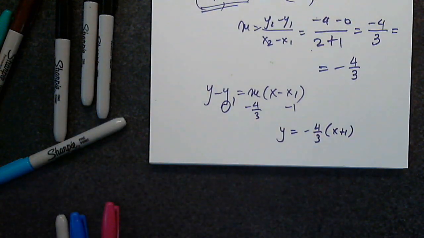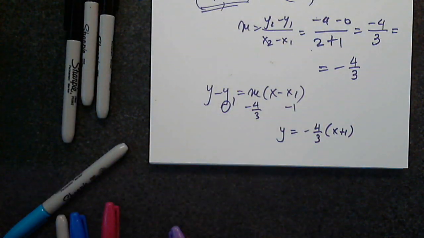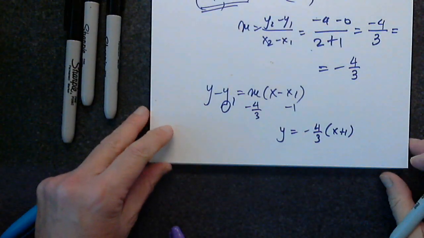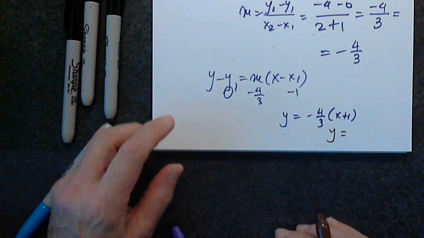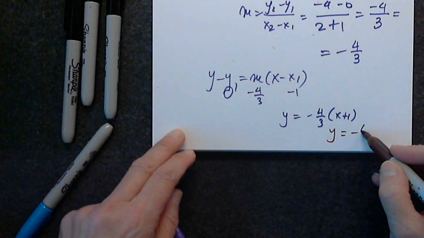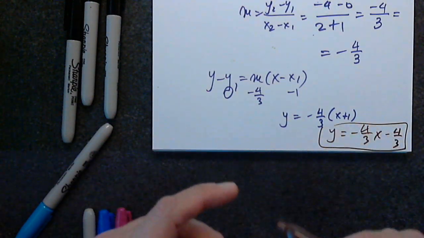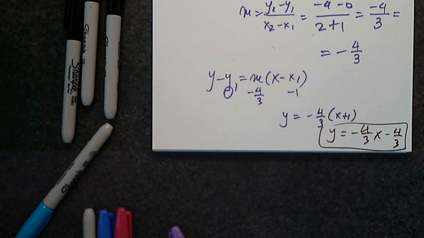The problem specifically is going to ask us to present the slope-intercept form. So what should I do here? We distribute negative 4/3 x minus 4/3. You will have to solve for y.